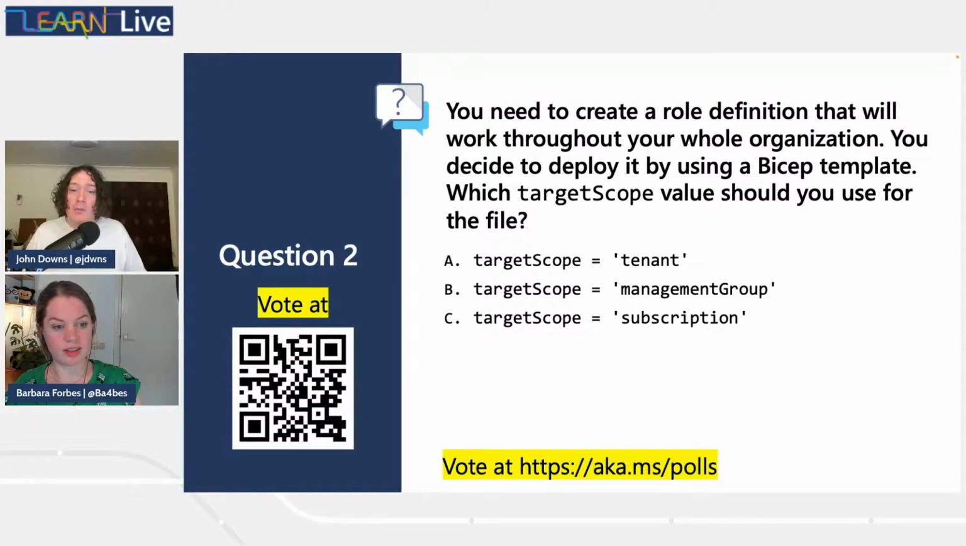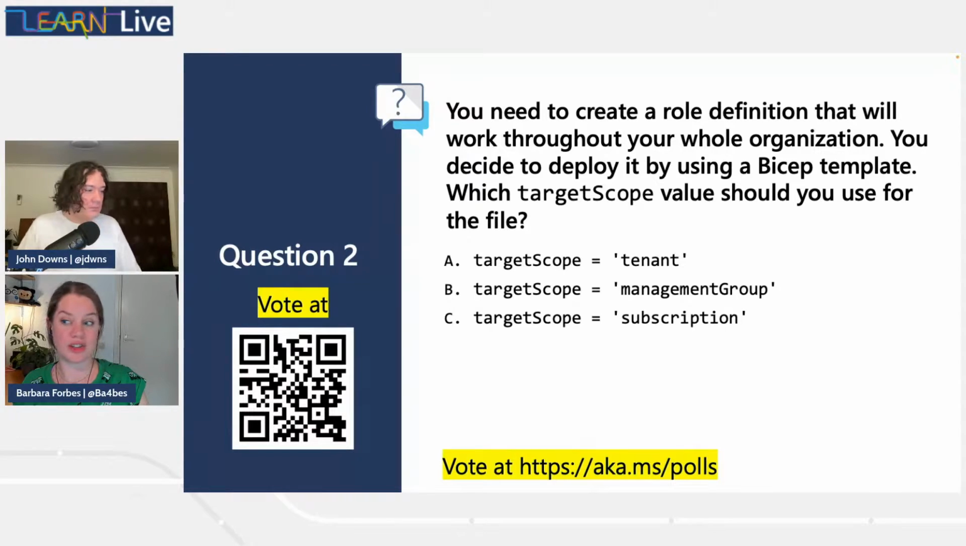Now, Barbara, I'm wondering why we don't have resource group listed here. What do you think? Is there a good reason why resource group isn't included as a target scope? Yeah, maybe the whole organization and resource group don't fit in with each other. Probably a bit too granular. Probably the whole organization and resource group kind of gives a hint that it might not be the one.